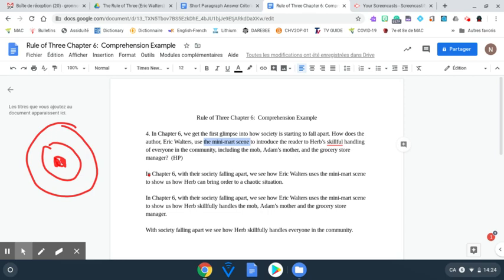So even though we're going to be looking at chapter 6, if I go ahead and open up the book and have a quick look, we see that chapter 6 is about 13 pages or so. So that's a lot to look through. But if we say, well, we're only looking at the mini mart scene, then we can cut out the first part and say we're only really looking at maybe 5 or 6 pages that we have to really sift through and look at for evidence.